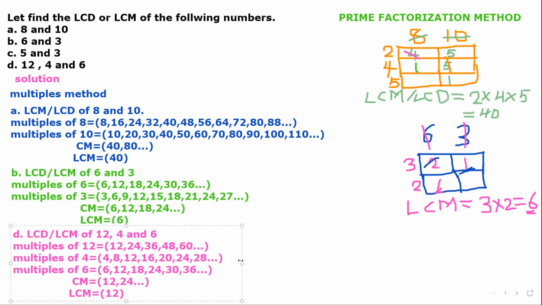Great. So this is how to find the LCM of 3 given numbers. You list the multiples of all the numbers, then you list the common multiples, the numbers that appear in all the 3 multiples that you have listed, and then you select the least of the common multiples. Let's use the prime factorization method to solve this one.